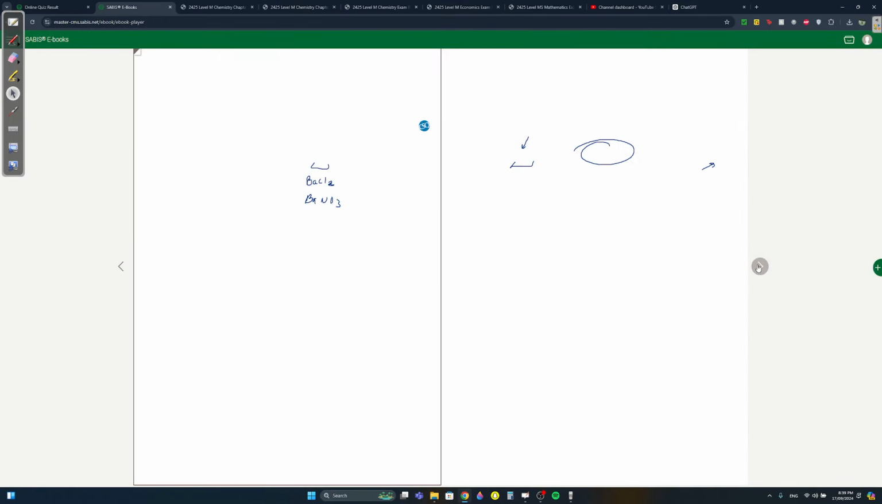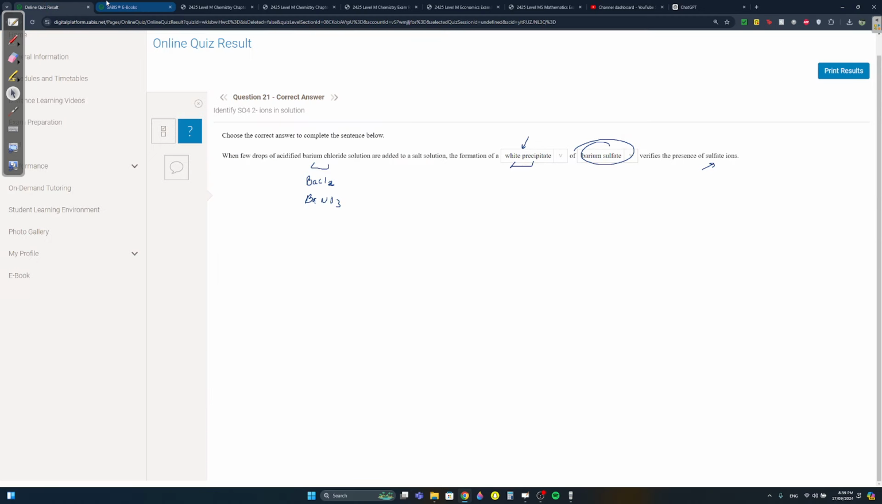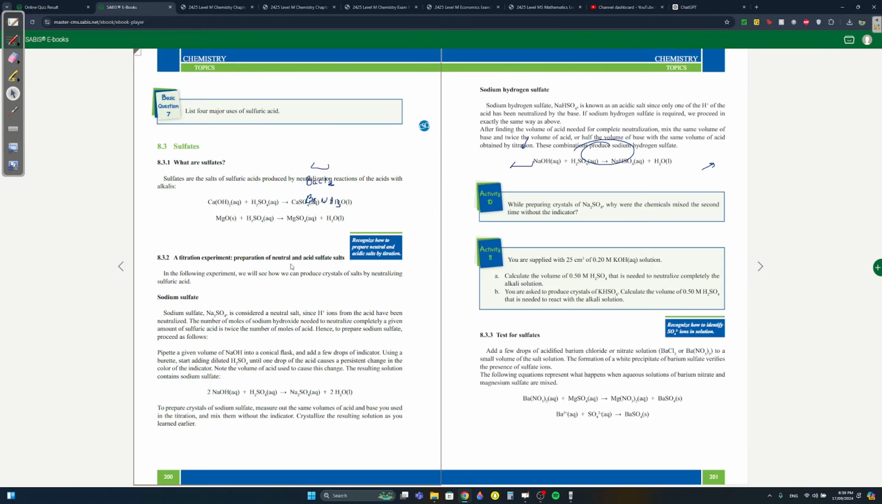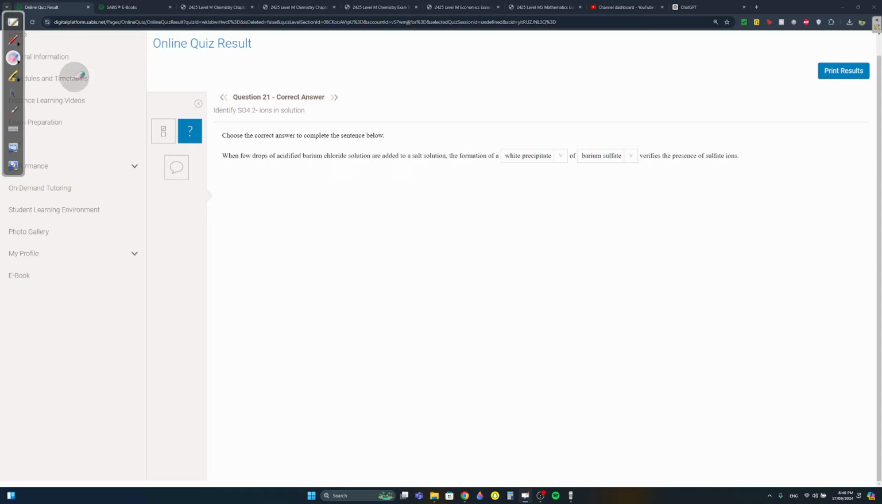Sulfate ions should be here. Add a few drops of acidified barium chloride or nitrate, BaCl2 or Ba(NO3)2, to a small volume of the salt. The formation of a white precipitate of barium sulfate verifies the presence of sulfate ions. So if you want to test if something has sulfate, you add BaCl2 or Ba(NO3)2, and if you get a white precipitate, that's barium sulfate. That means there's sulfate inside of it.